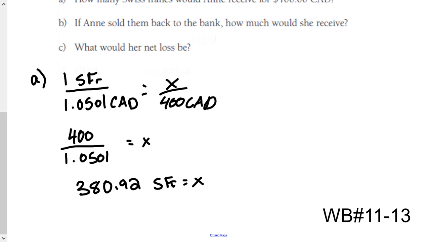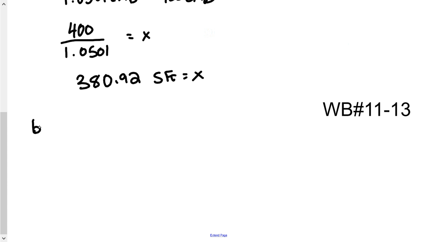B, if Anne sold them back to the bank, how much would she lose? So what we're doing is assuming that she traded all of that money and then decided she wasn't going on the trip maybe, and she needed to convert it back.